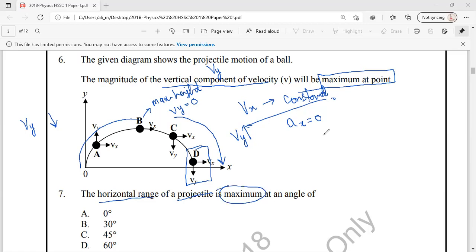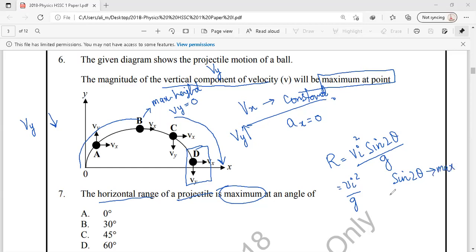हमें बताना है कि horizontal range that is equals to vi square sine 2 theta divided by g. So this is the expression for the horizontal range of the projectile. So we have to identify at what angle this would be maximum. So for a particular value of initial velocity, the range would be maximum if this sine 2 theta is maximum.